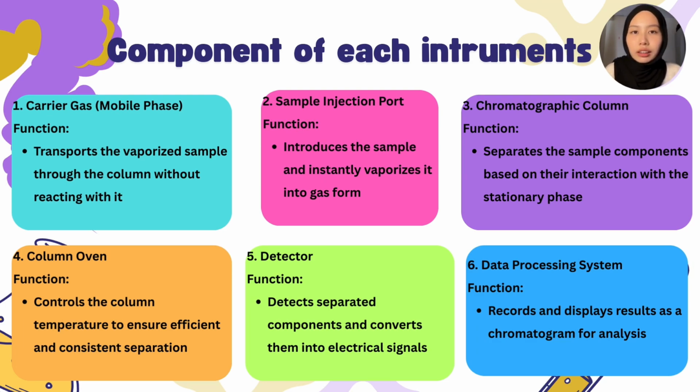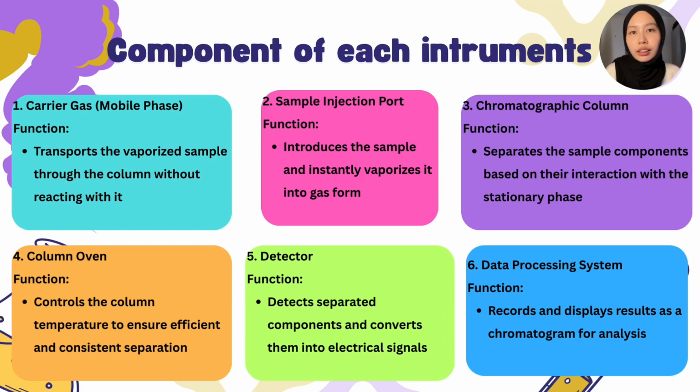The third one is the chromatography column. This is the heart of the machine. It is the stationary phase where separation actually occurs. Number 4 is the column oven. Separation is sensitive to heat, so this oven controls the temperature to keep the process consistent and efficient.